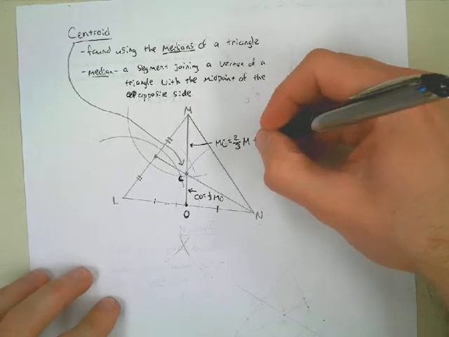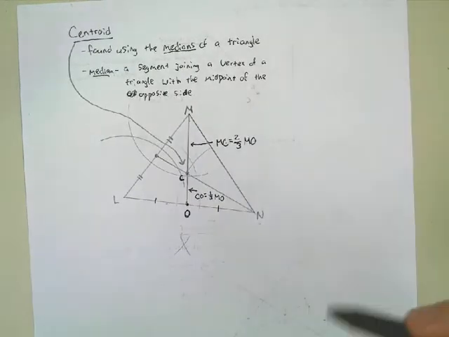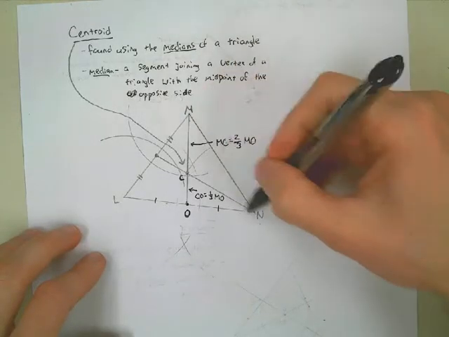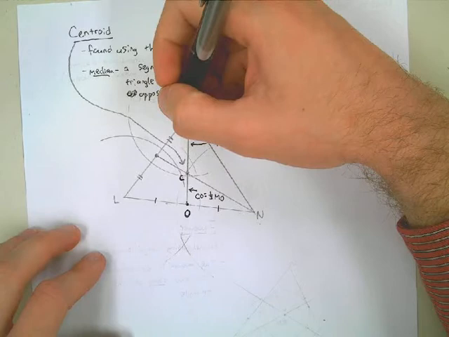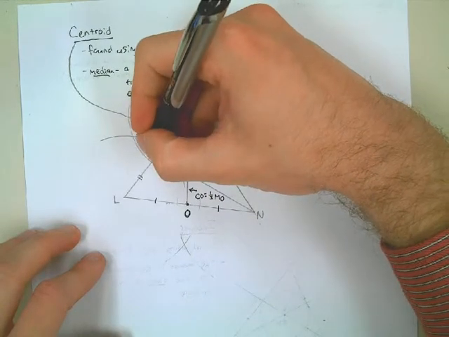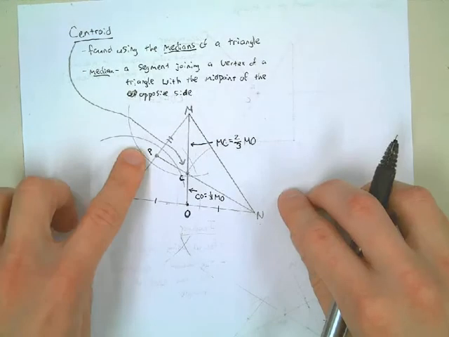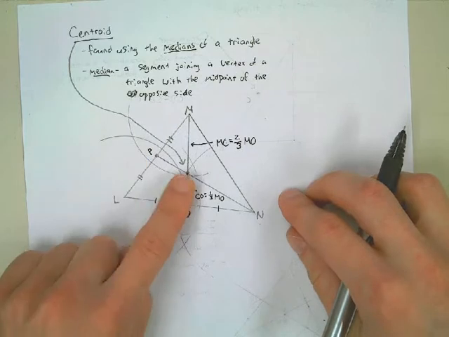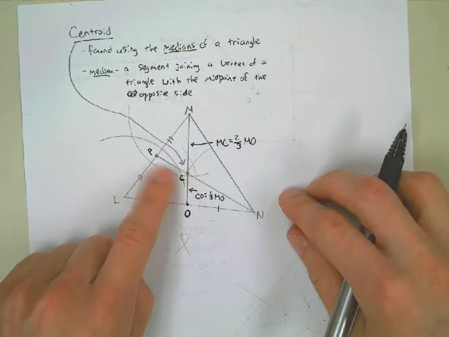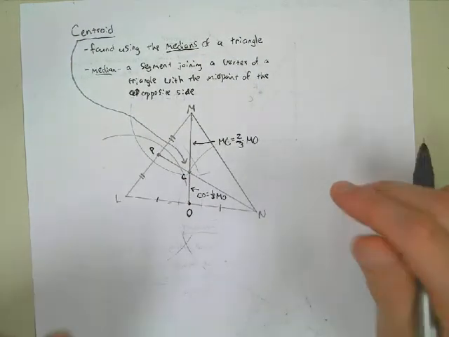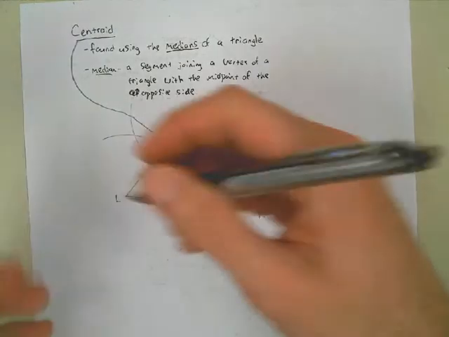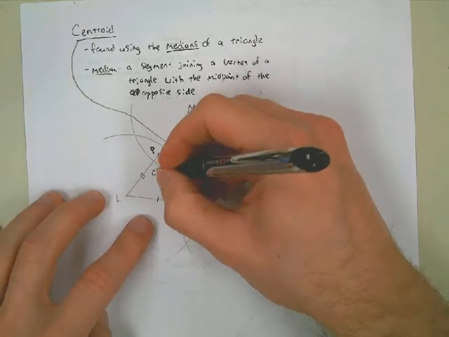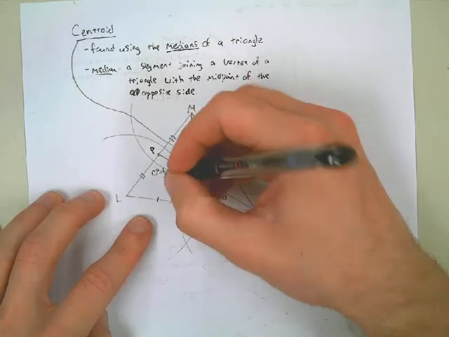Yes, so that means if I were to look at this segment right here, this median, we'll call this one P maybe. Here, CP will be 1/3 of what? PN, or NP, whatever you want to say there. Yeah, so CP is equal to 1/3 of PN, or NP. Okay, right there.